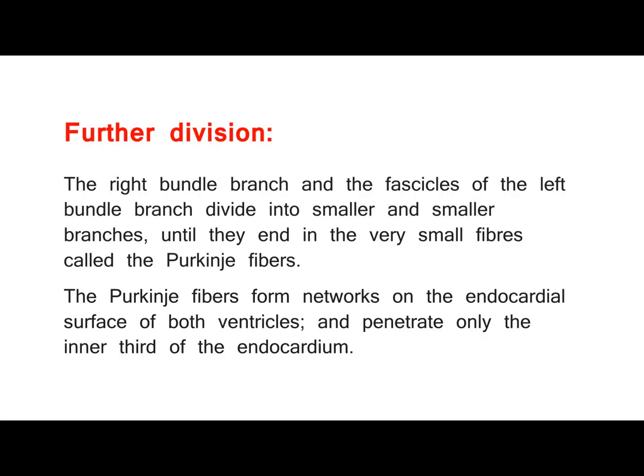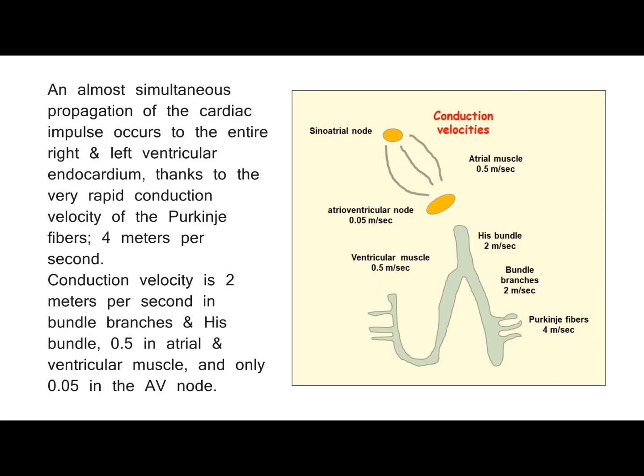Further division. The right bundle branch and the fascicles of the left bundle branch divide into smaller and smaller branches, until they end in the very small fibers called the Purkinje fibers. The Purkinje fibers form networks on the endocardial surface of both ventricles, and penetrate only the inner third of the endocardium.